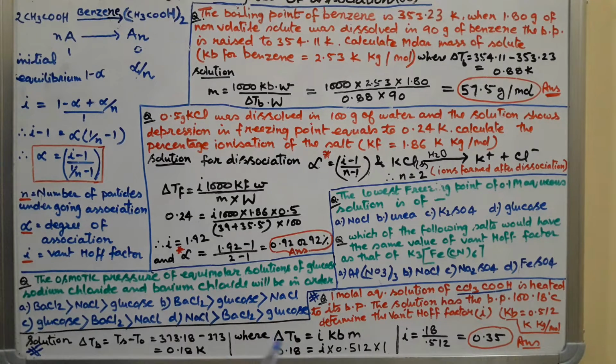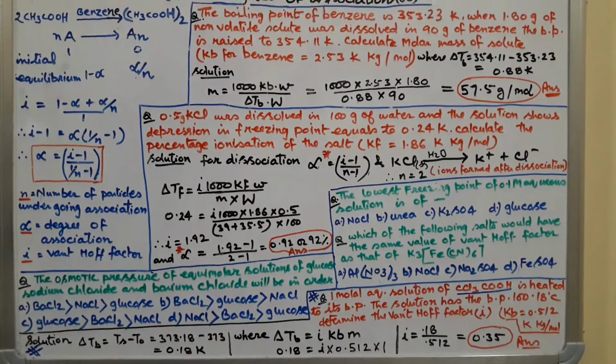Now see here, the formula which I am using here: delta Tb is equal to i, again i, because the i factor is involved here, Kb m. m is molality, which is given as a 1 molar aqueous solution. So 0.18 equals i into Kb given here in the numerical, 0.512, into 1. Therefore, the value of i is coming this much. Now, one more thing which is not given in this numerical.